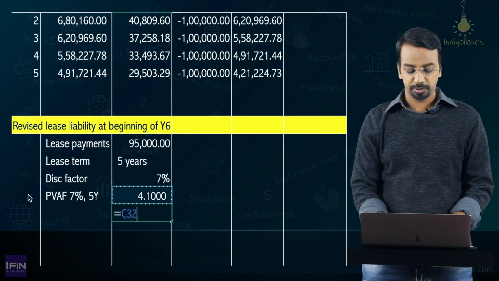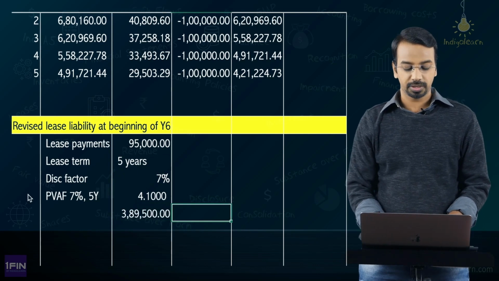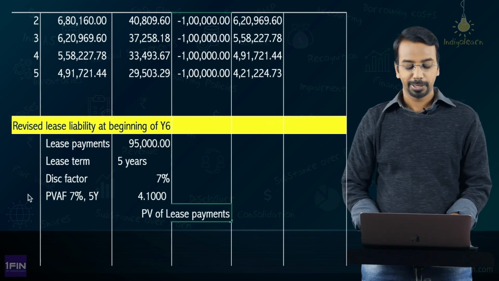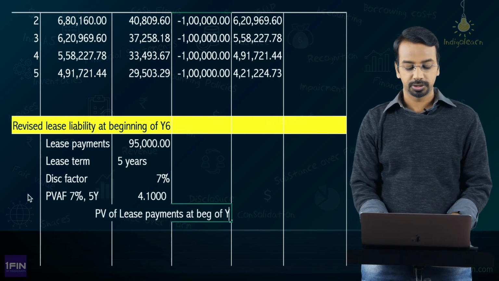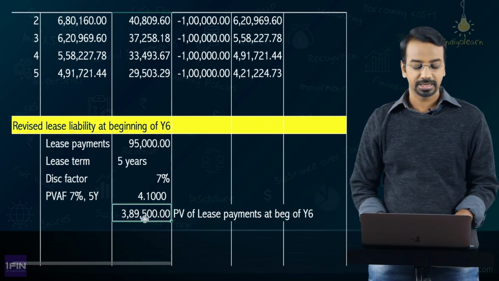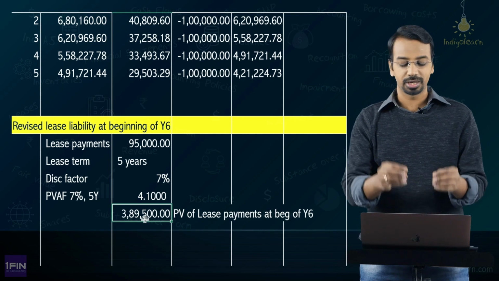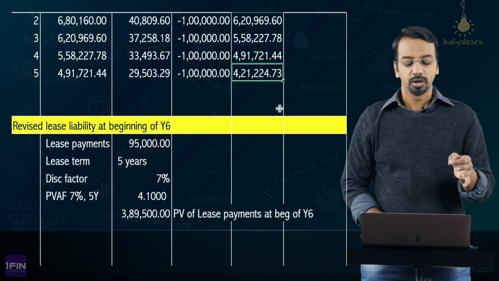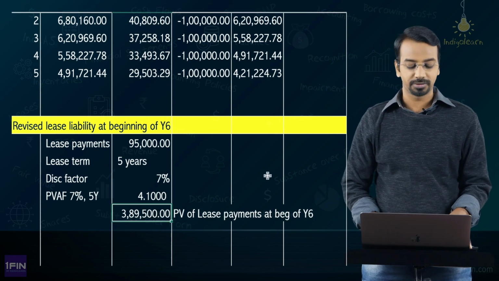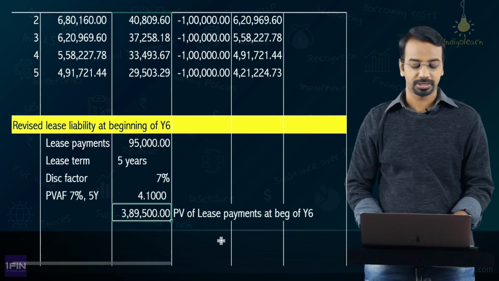Now, if you multiply this 4.1 with 95,000 you get 3,89,500, which is present value of lease payments at beginning of year 6. Present value of lease payments at beginning of year 6 is 3,89,500. This is nothing but your revised lease liability. So, your lease liability has come down from 4,21,224 to 3,89,500. So, whatever is the difference will be adjusted against right of use asset.